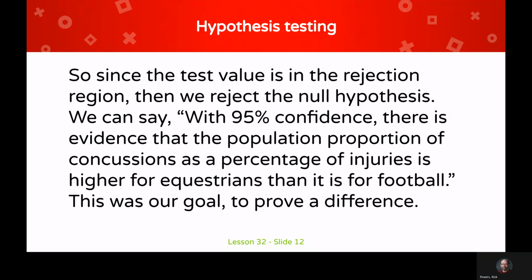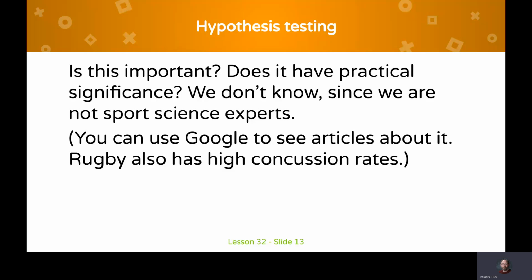We can say with 95% confidence, there is evidence that the population proportion of concussions as a percentage of injuries is higher for equestrians than it is for football. This was our goal, to prove a difference. Is this important? Does it have practical significance? We don't know, since we are not sports science experts. You can also use Google to see articles about it. Rugby also has high concussion rates.